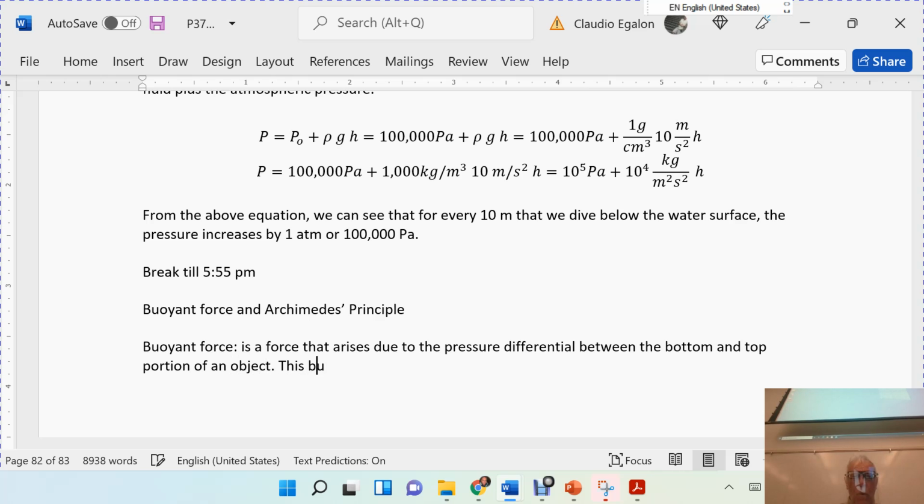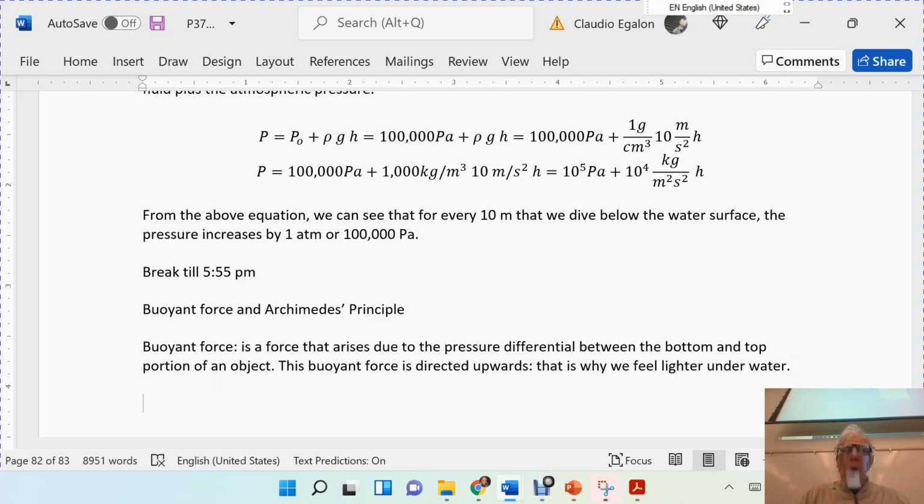This buoyant force is directed upwards. That's why we feel lighter underwater. Okay, so if you're underwater, the pressure at your foot is going to be higher than the pressure at your head. And you're going to feel lighter underwater. Part of your weight is going to be canceled by the buoyant force. Okay, that you have to know.